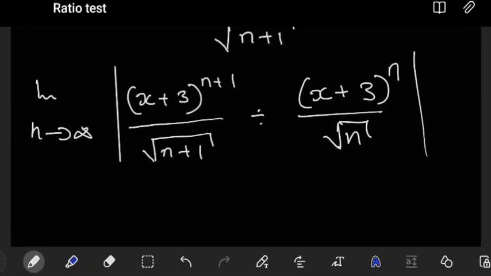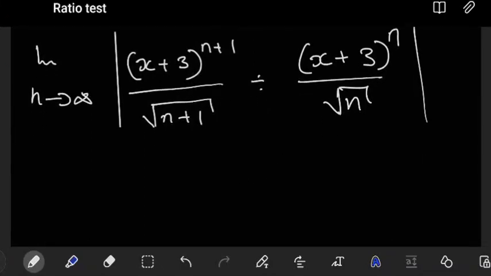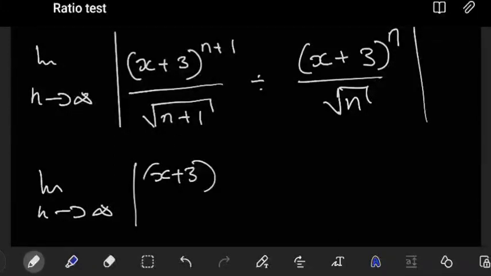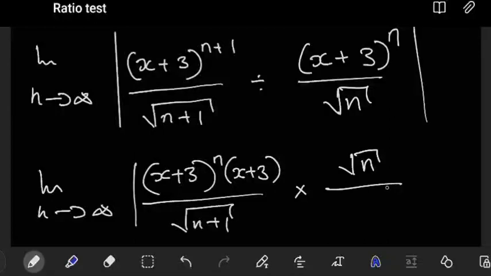So by the same trick that we saw earlier on, you have to see that when we change this to multiplication, this is going to be n to infinity, and then this can be reduced so that we have x plus 3 to the power n, and then x plus 3 to the power 1. This is 2 over root n plus 1. And then this is now going to multiply root n divided by x plus 3 to the power n.